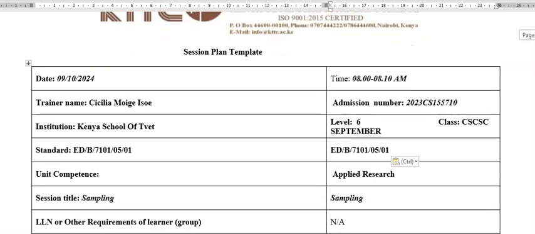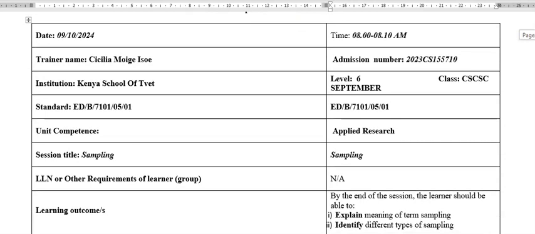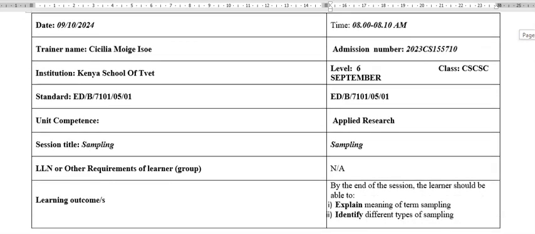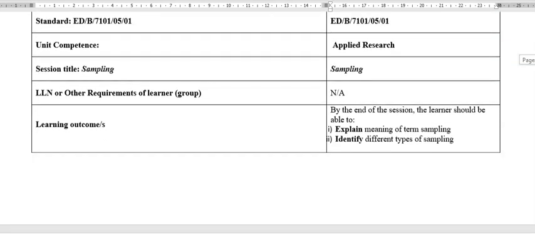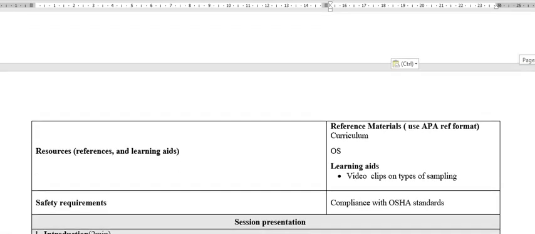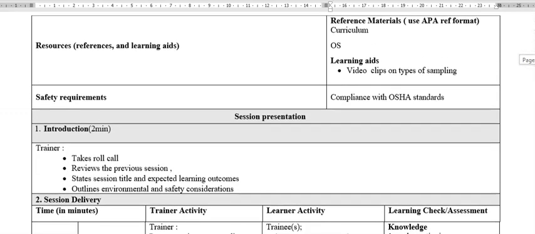So for today's session, we are going to look at sampling, and the learning outcomes include, by the end of the session, the learner should be able to explain the meaning of the term sampling and also identify different types of sampling. So let's start from the definition of the word sampling.